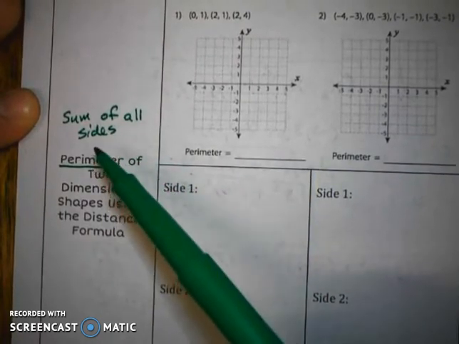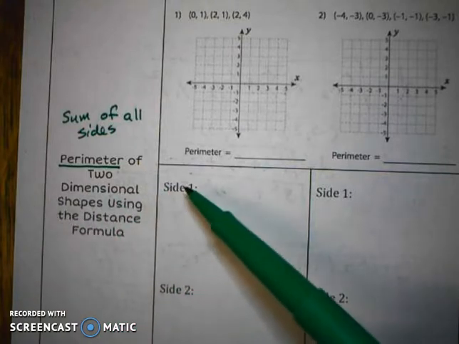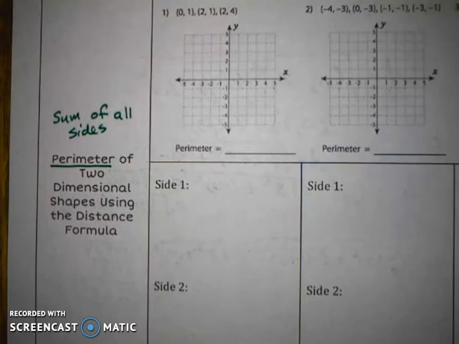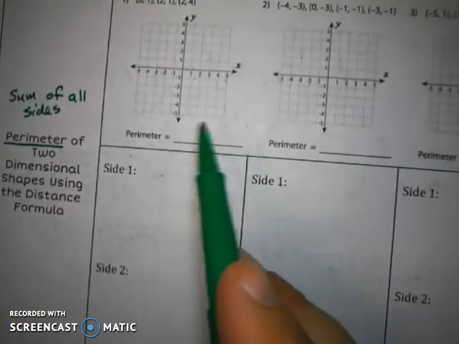Sorry if you couldn't read that. Now you can. Sum of all the sides is our perimeter. We're going to find all of our side lengths, and then we are going to add them at the bottom like that to get our answer. We'll write it in back here.